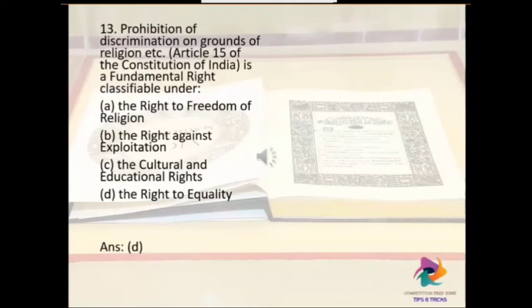Question number 13. Prohibition of discrimination on the grounds of religion, etc. Article 15 of the Constitution of India is a fundamental right classifiable under A. The right to freedom of religion. B. The right against exploitation. C. The cultural and educational rights. D. The right to equality. And the correct option is D. The right to equality.